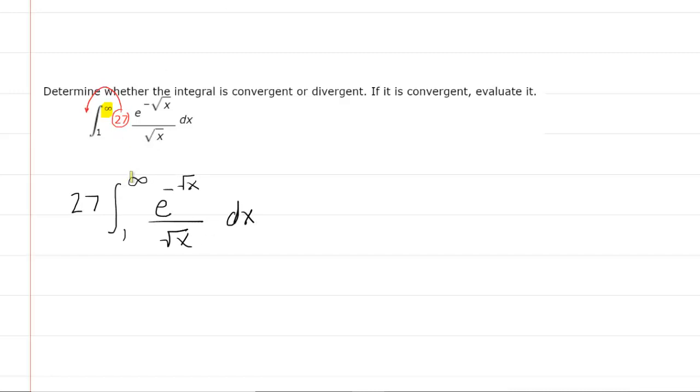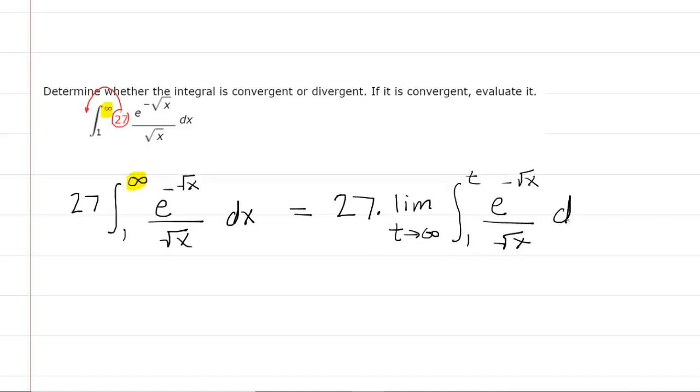The next step we're going to do is to replace the infinity with a t. You can choose any variable you wish, but I believe the textbook tends to use t. And what we'll do is we will allow t to approach infinity. So in other words, we're going to do the limit as t approaches infinity of the integral from 1 to t, and then we have our function. This is essentially the same thing as the original integral. It is just a more formal way of approaching the problem.